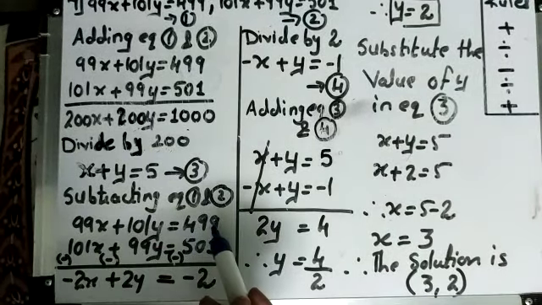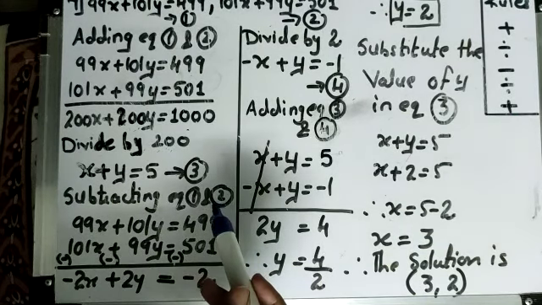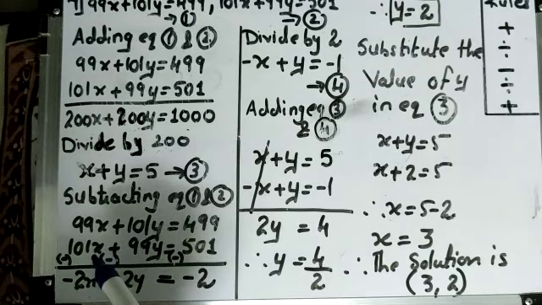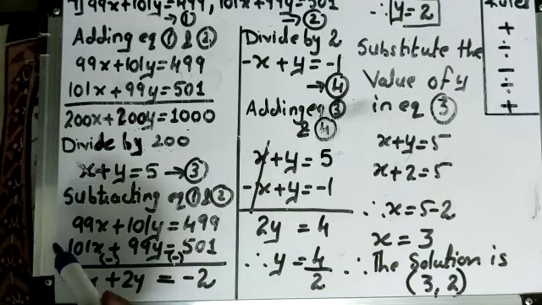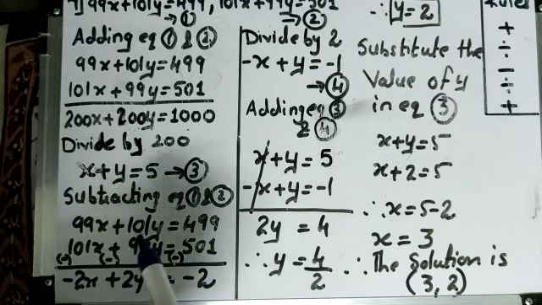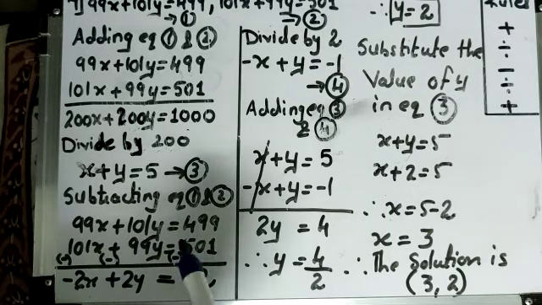I have written equation number 1. I have written equation number 2. Now I am doing subtracting. When you are doing subtracting, the sign will change. This one was having positive sign, but now since we are doing subtracting, it has become negative. This one was having positive sign 99, now it has become negative. First it was positive, now negative. Again 501 positive, now it has become negative.